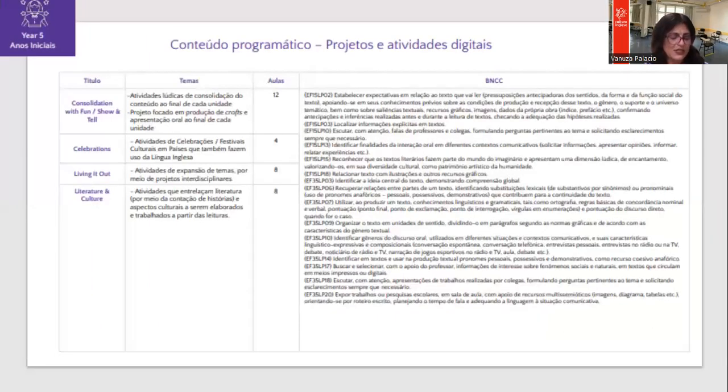Once again, you can check the conteúdo programático for more information on the projects learners will be producing, as well as how they connect to the BNCC. Now that you have had a brief overview of Years 4 and 5, continue to explore the next activities to learn more about Anos Iniciais and the courses you are going to teach.